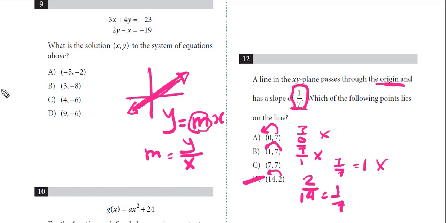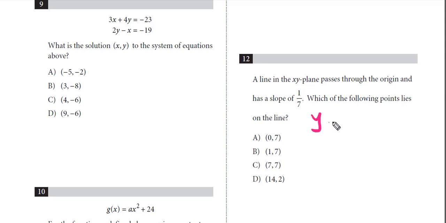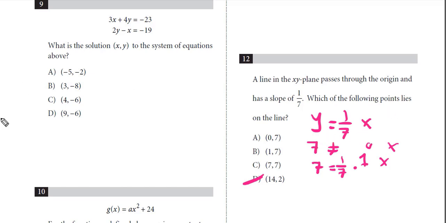Another way is to write it in the form y equals 1 over 7x. And take the points here, 0 and 7. They are not equal. And here 7 is equal to 1 over 7 times 1. They are not equal. And 7 and 7, they are not equal. Then the correct answer by plugging in is this one. Okay.